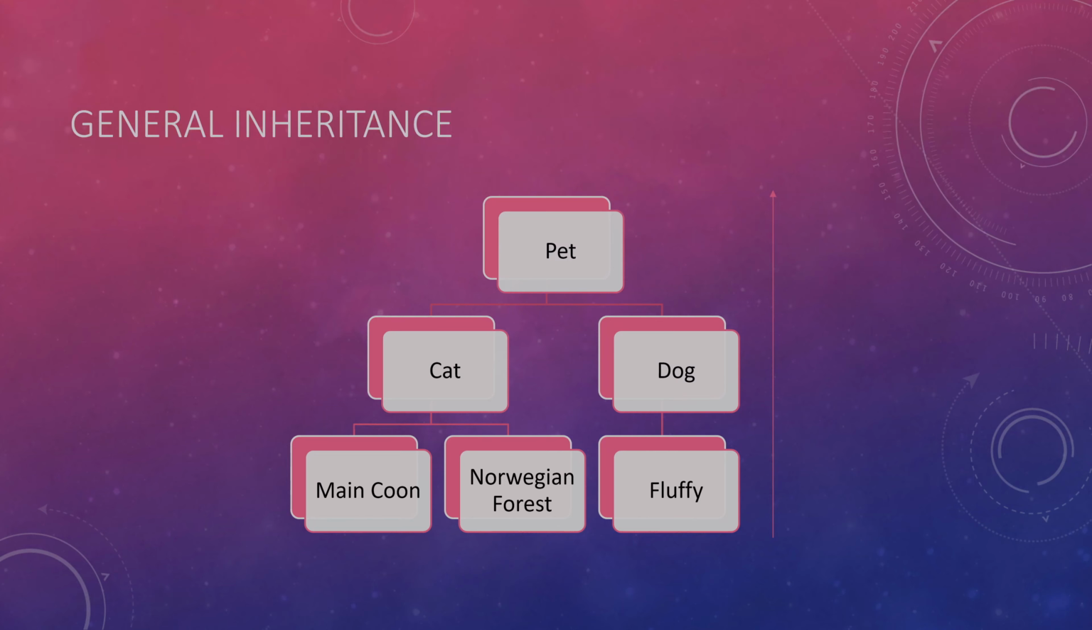In general, this is the hierarchy that you want. You want to have at the bottom the leaves of the tree. You want to have the most concrete implementation, like the races, Maine Coon, Norwegian Forest, or the Fluffy three-headed dog. And at the top, you're going to have the most basic interface, which is in this case the pet that we are looking at.